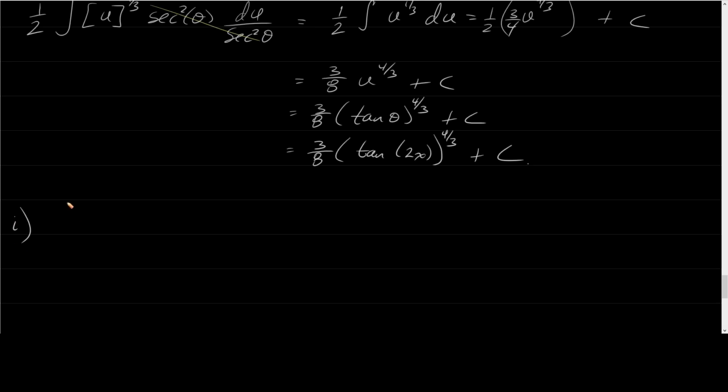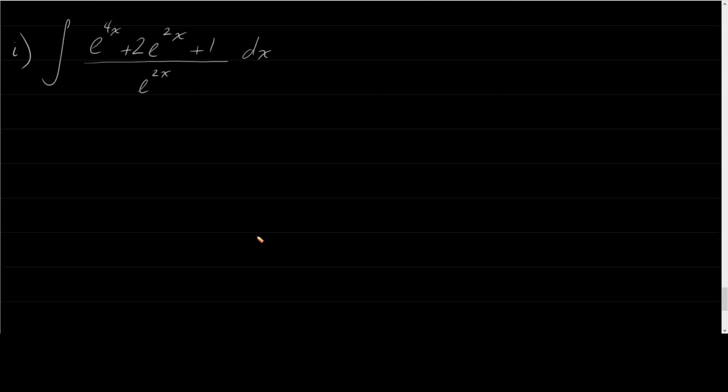I says, well, let's take the integral of e to the 4x plus e to the 2x, plus 2e to the 2x plus 1, all of this over e to the 2x dx. All right. So in here, I'm going to first apply a rule of arithmetic here. And I should say algebra, I guess. And the rule is that if I have a fraction like a plus b over c, this is just a over c plus b over c.